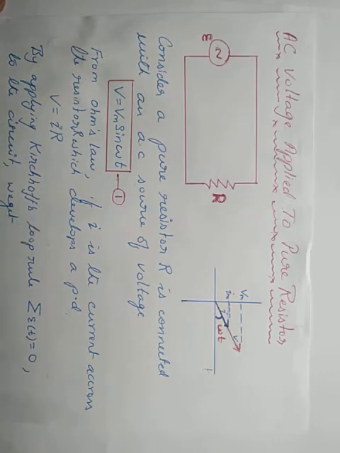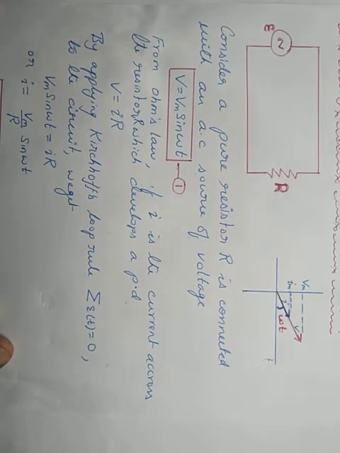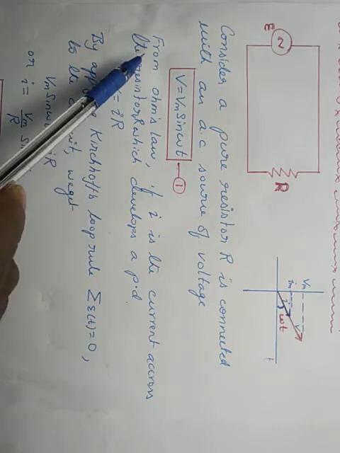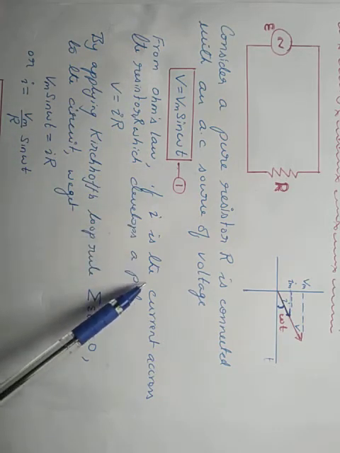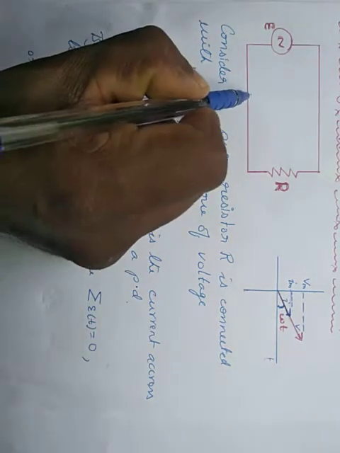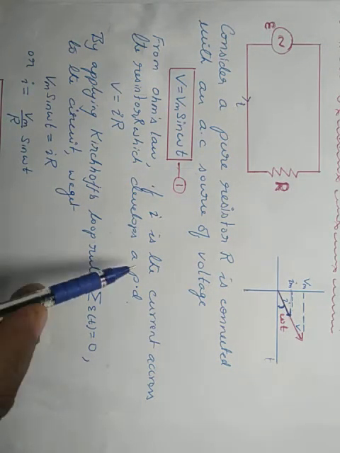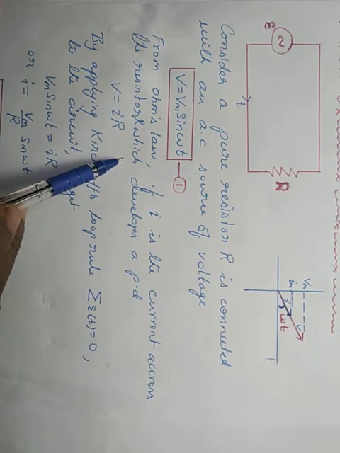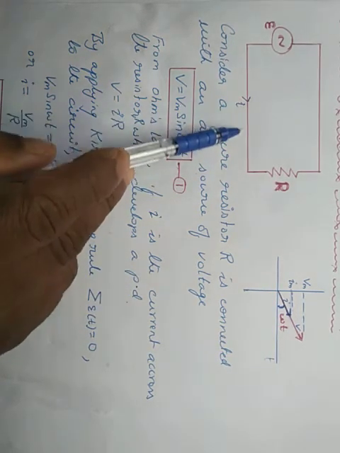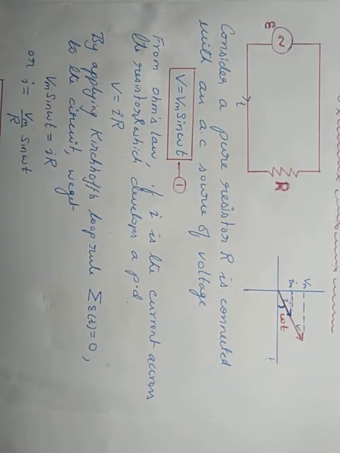sin omega t. From Ohm's law, we know that V equal to IR. Then you have to explain this thing. If I is the current across the resistor R, you can mention the current I. This current develops a potential difference across the R, that is V equal to IR.